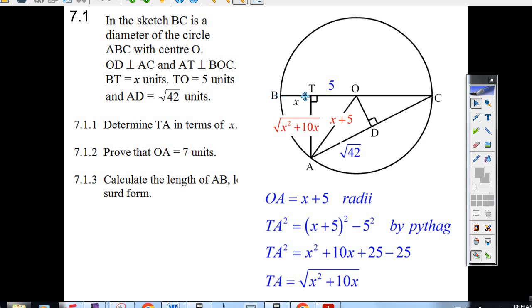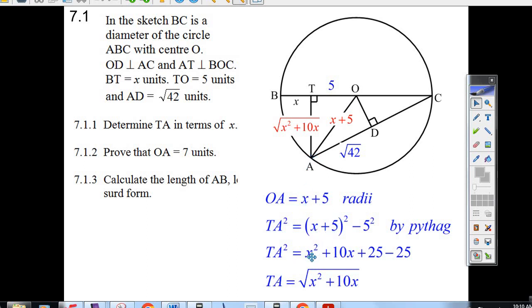So that means that TB plus OT, OB, is a radius. So the radius is X plus 5. OB is a radius, and OA is a radius. Well, if OB is X plus 5, OA is X plus 5 because they're radii. And then it's just Pythagoras. You've got that the radius is X plus 5, so you go X plus 5 squared, you square the hypotenuse, subtract the short side squared, and you'll get TA squared. And that's all you do.